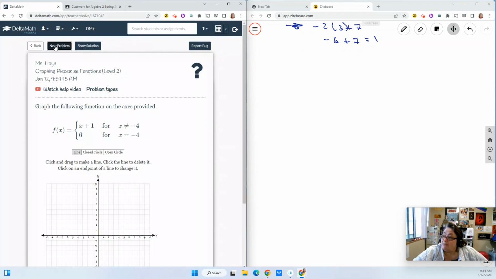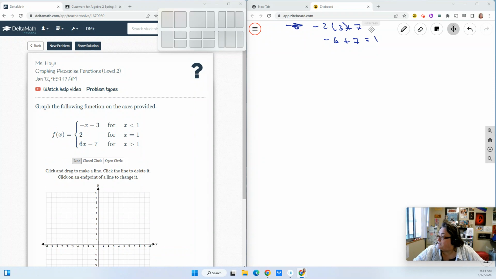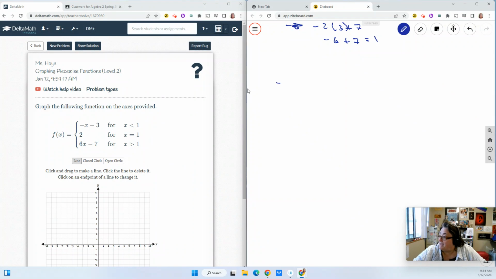But let's look at one where we have 3 equations, and then we will call it a day. So if we look at this first equation, it says minus x minus 3, anytime x is less than 1, right? So we're going to start with x being 1, right? So minus 1 minus 3, and we're going to get minus 4 out of it. And that'll be our first point.